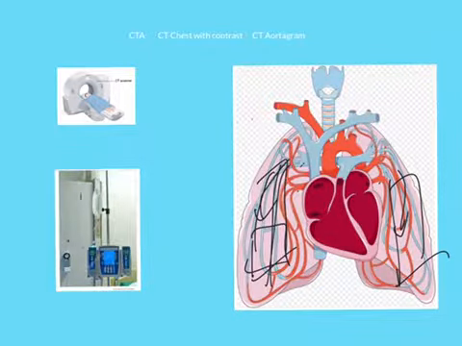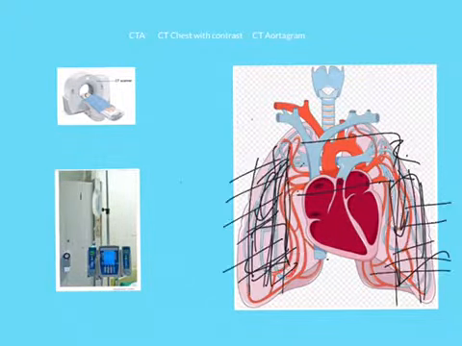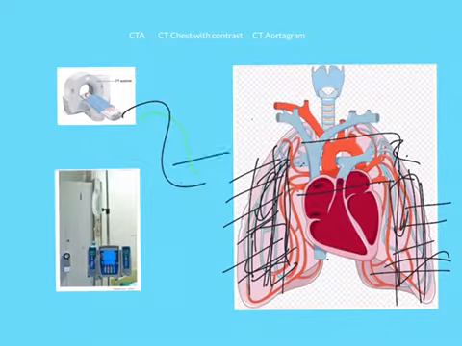So now notice what's happened. You now have pretty much no contrast in the area over here and over here, but you have a significant amount of contrast within the lung itself. So now when the contrast is inside the lung itself, but not in the pulmonary arteries and not in the aorta, at that point in time is when you start your scan.